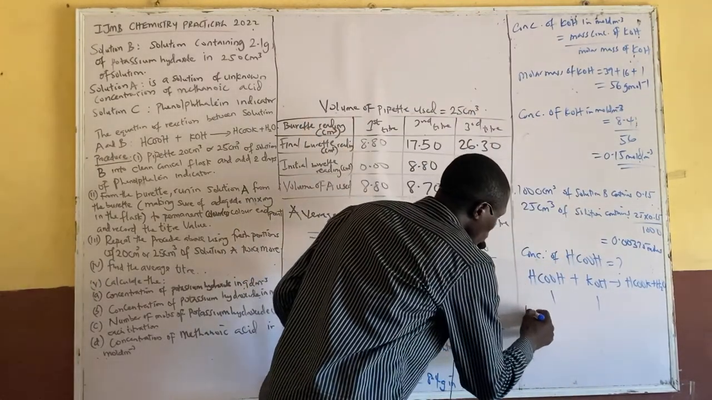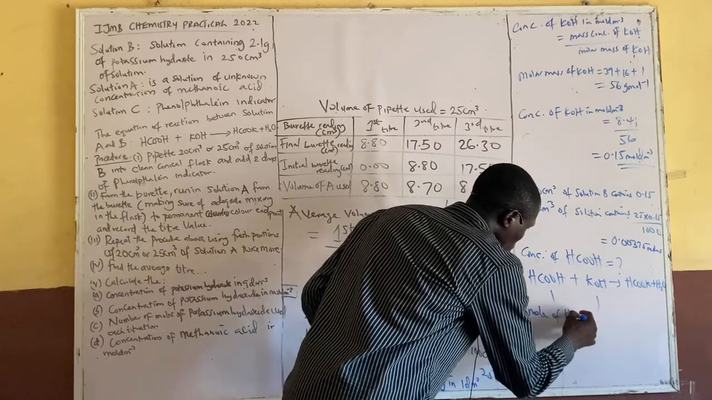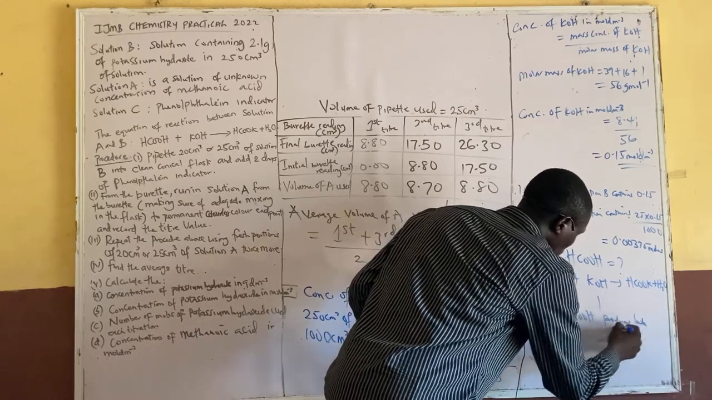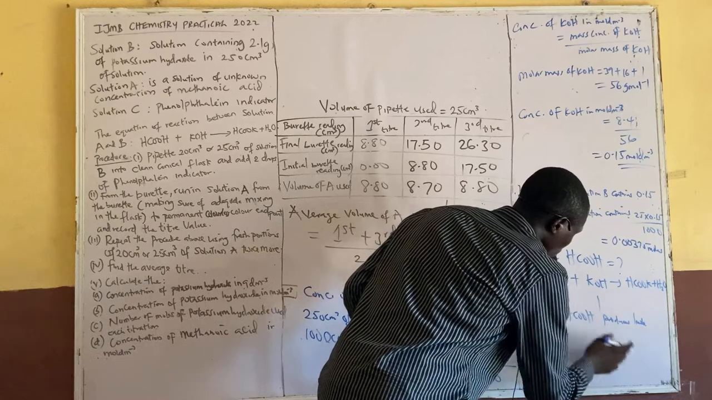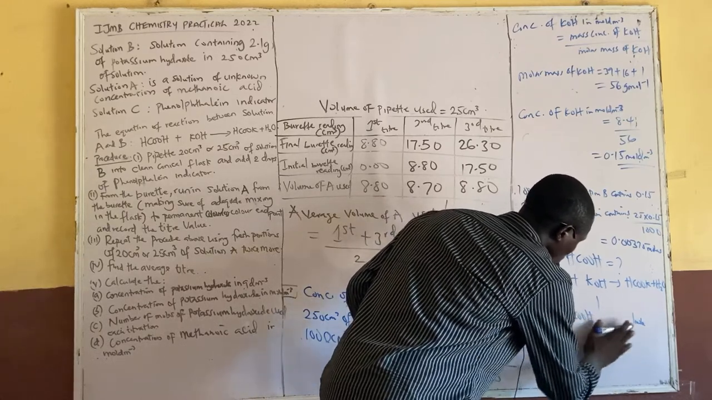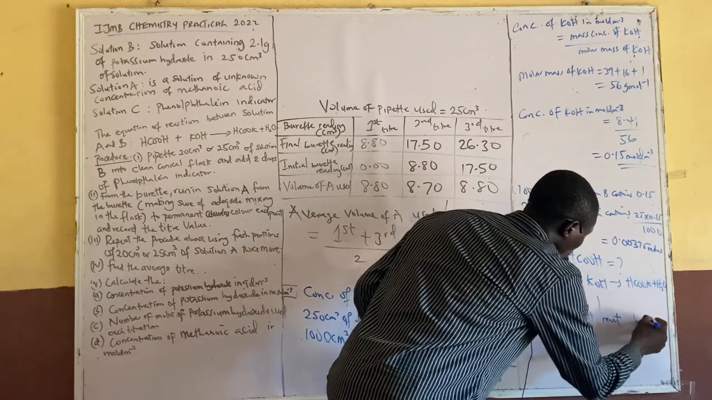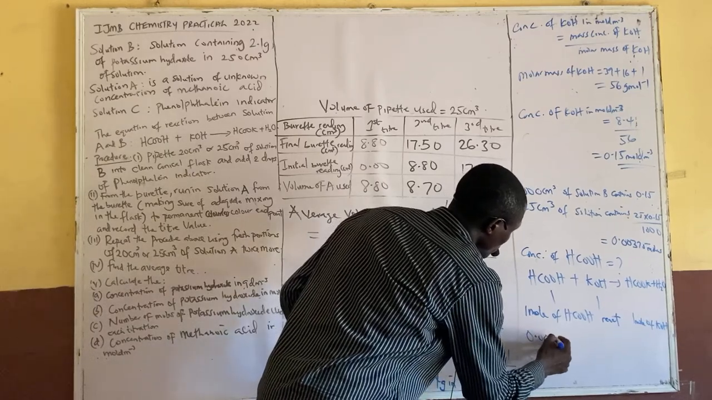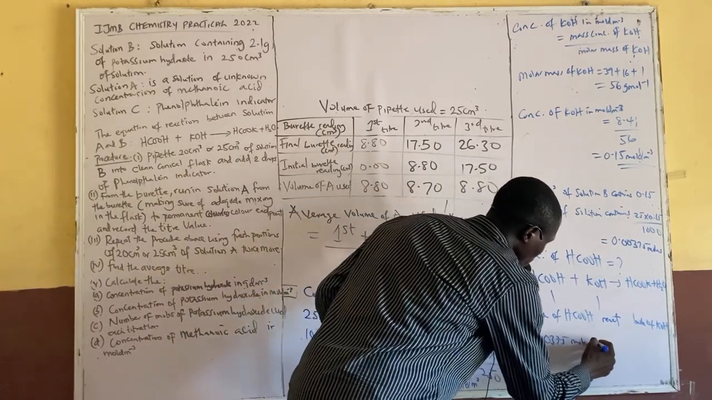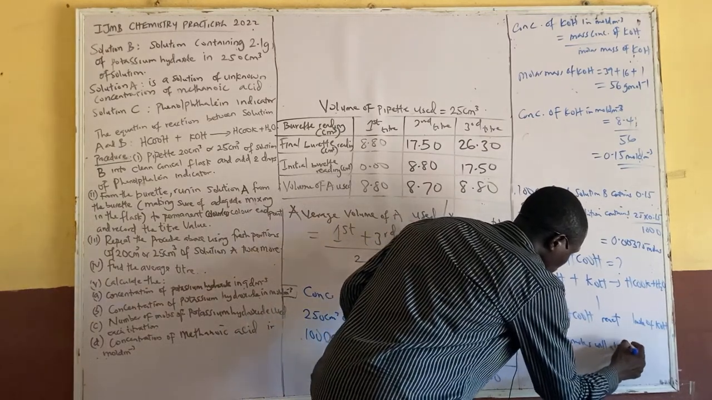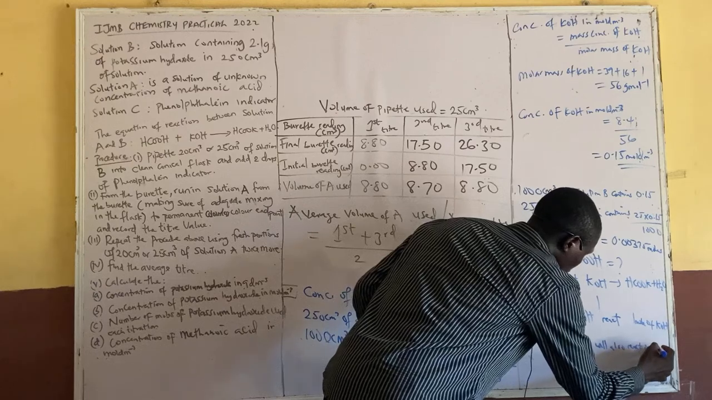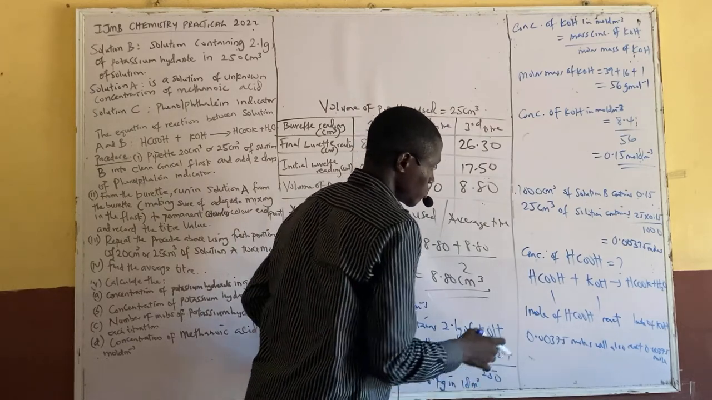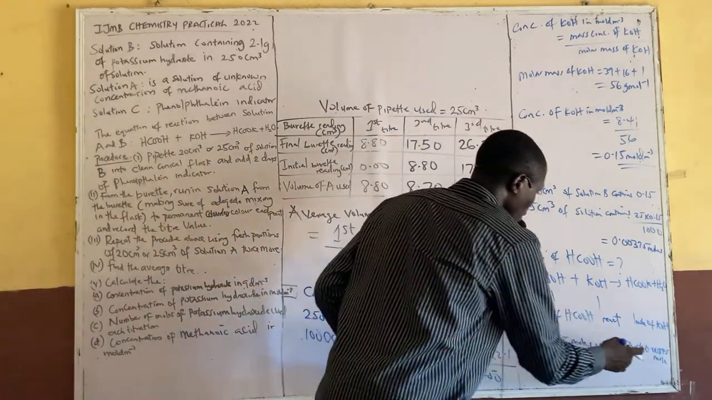So if 1 mole of HCOOH reacts with 1 mole of KOH, then 0.00375 moles of KOH will react with 0.00375 moles of HCOOH. So now with this, you can calculate the molar concentration of the acid.